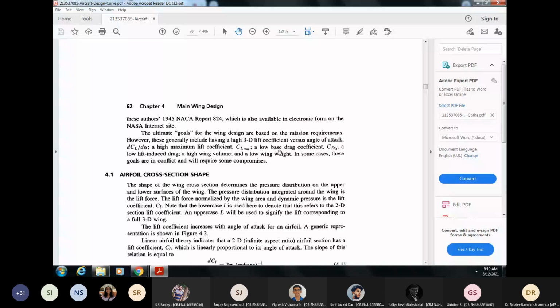So what do you do? You compromise on your dCL by d alpha or CL max. You put an extra area for the flap mechanism to increase the CL max. You do something there, but the cost may increase. So you have to compromise here and there. It's just like real life.